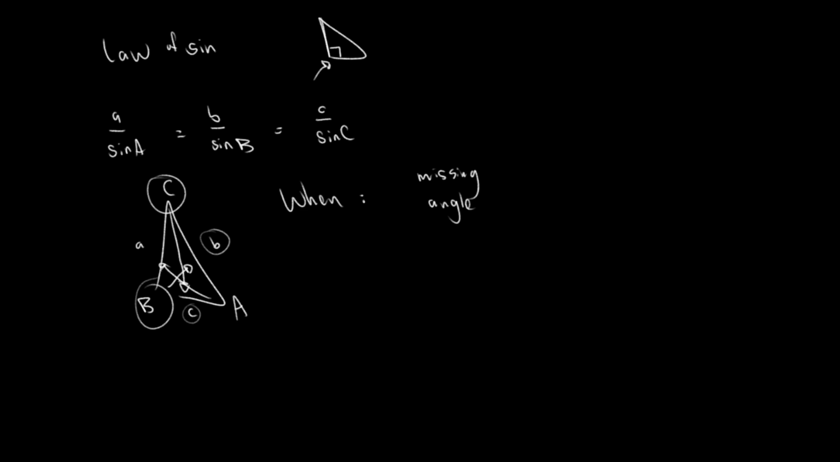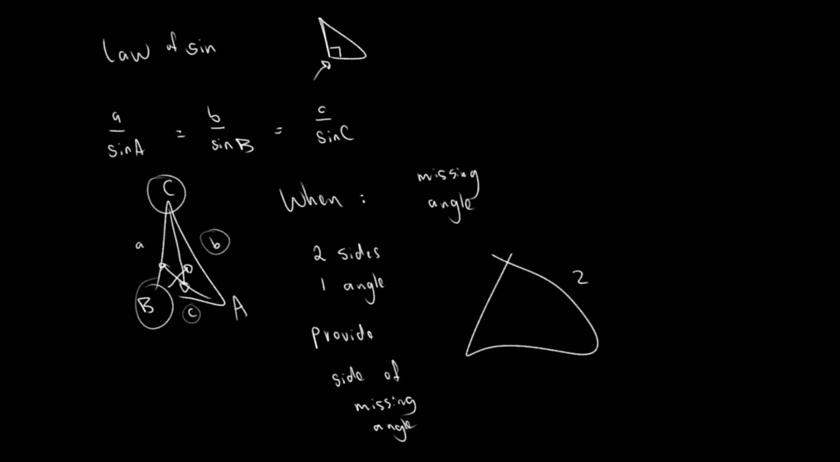So I can use this when I have two sides and one angle, provided I have the side of the missing angle. Let's put that into a picture. Let's say I have 2, 4, I have 60, and I need to find this angle. In this case, I have the side of the missing angle, and I have another angle and a side. So then we can use the law of sine. Okay, so that's the idea.